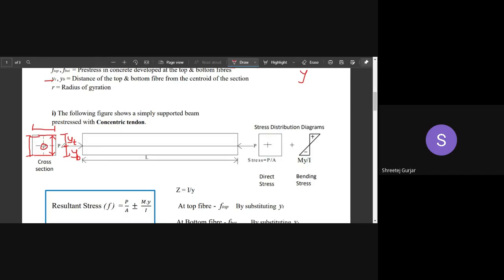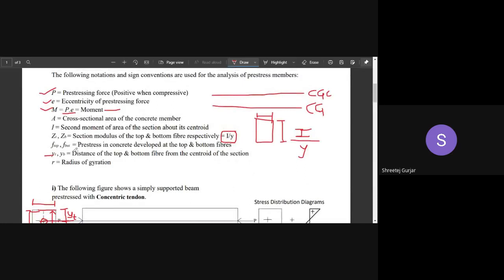So remember this. And this centroid is for concrete. It is CGC. It is the centroid which we use for determining yt and yb. The centroid which we use is CGC. It is the centroid of concrete and not the centroid of steel. Remember this. So that is what it is represented here. yt is the distance of your top fiber from your CGC, and yb is the distance of your bottom fiber from your CGC, or the centroid of your section. So that is the y which we will be using here.